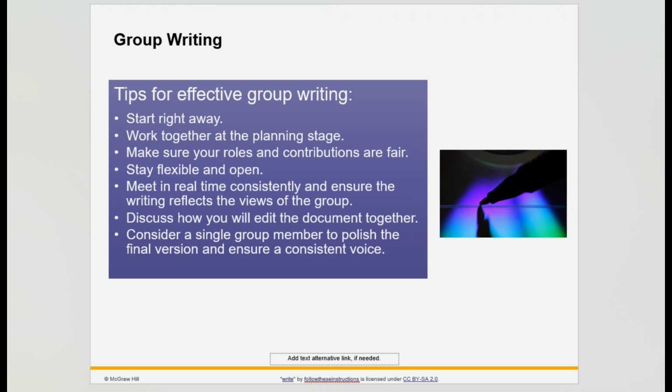Some effective tips for group writing: start right away. Work together as you are planning. At the start, make sure everyone is participating, and that your roles and the contributions are fair. You don't want to have one person doing more than everyone else, so delegate and balance out those responsibilities. Flexibility is so important. Meet in real time consistently when you can, versus just posting and being asynchronous. Discuss how you're going to edit the document together.